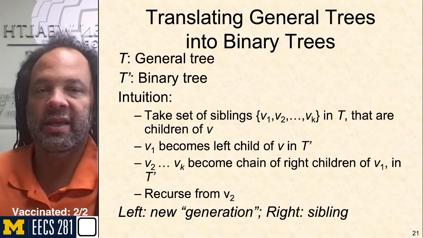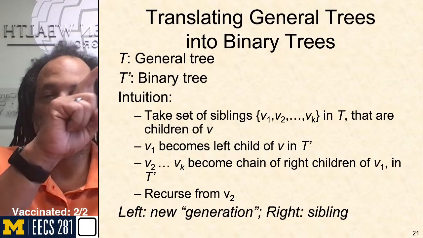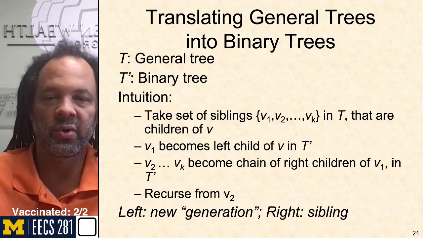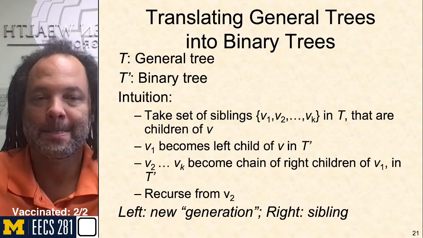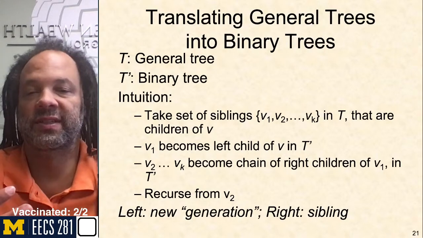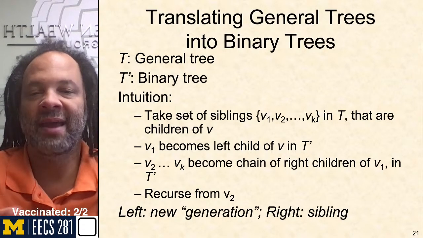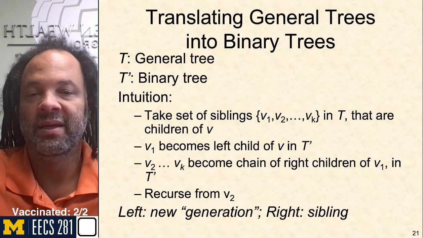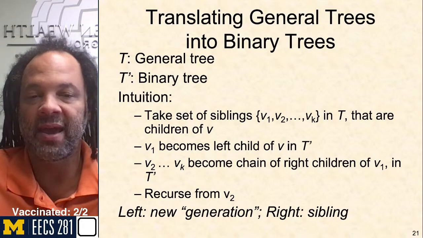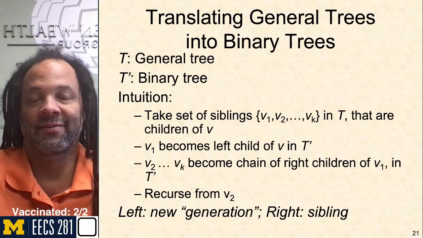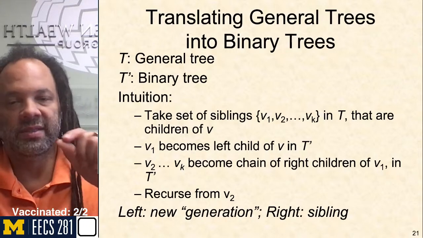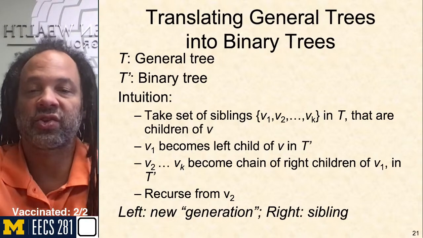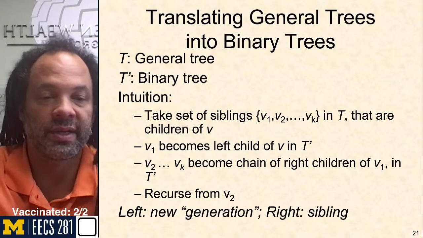So this particular algorithm is going to take some general tree T and turn it into this T prime, which is a binary tree. And all we're going to do is look at each set of siblings and then take the first sibling, that's the leftmost child, and make that become the child of the node above it. And then the remaining siblings, the V2 through VK, all become a chain of right children, kind of like a linked list where we're sibling to sibling to sibling to sibling. That's how we get across. And then we just recurse on that, and you can convert any tree into a binary tree.